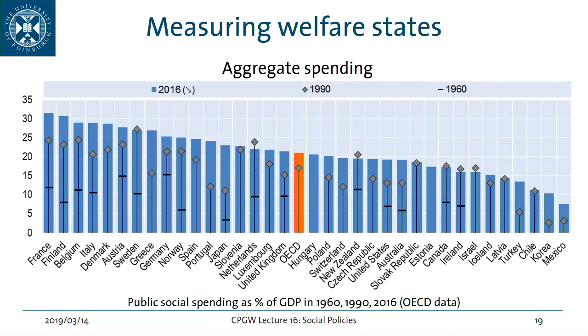But this is not a uniform movement. There are some states that have actually reduced their welfare state spending. So the Netherlands, for example, and New Zealand, and to a degree also Sweden, have actually reduced the expenditure on their welfare states. And the other thing that we see, of course, is that not all states have increased their spending equally, and certainly not from similar levels. So just from looking at aggregate spending, it's hard to tell a story of convergence alone.